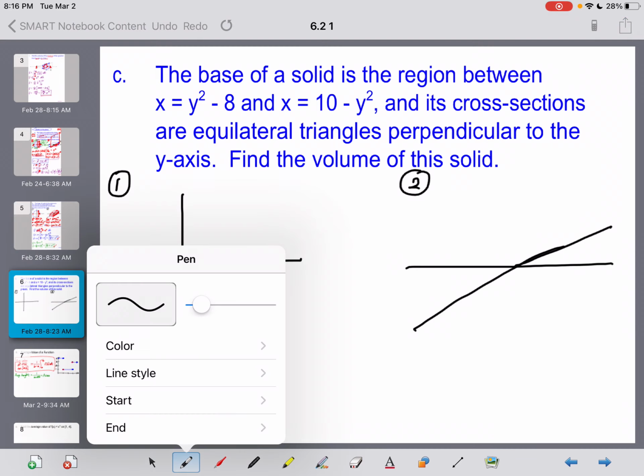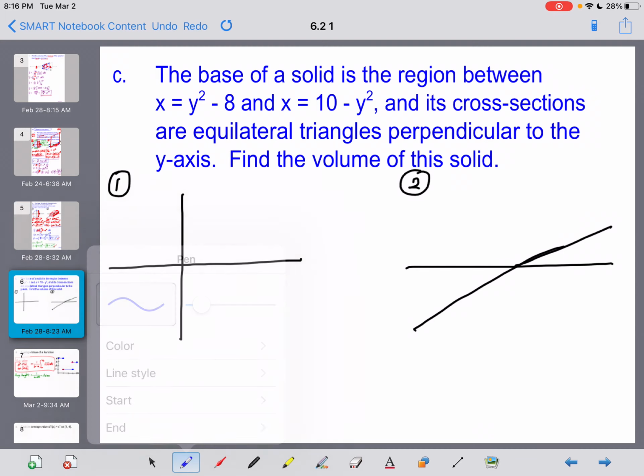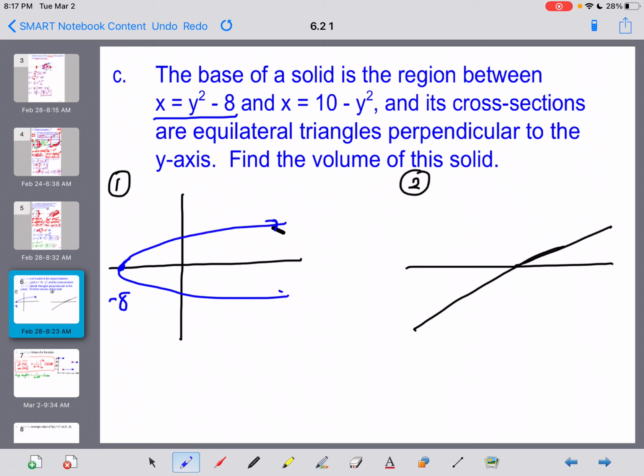The first shape here, x is equal to y squared minus 8. That is a sideways parabola. Because y squared is positive, it's opening in the positive x direction, which means it's going to the right. And that minus 8 is your x-intercept. It's being shifted negative 8 units in the x direction. So the vertex is going to be over here at negative 8. And beyond that, it's a pretty normal sideways parabola. Okay, so it was looking something like that and like that.